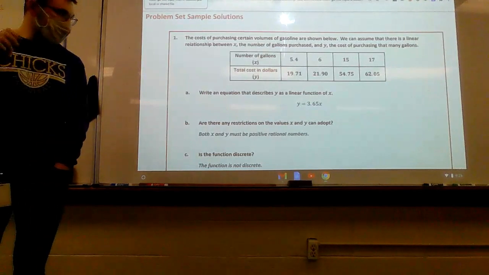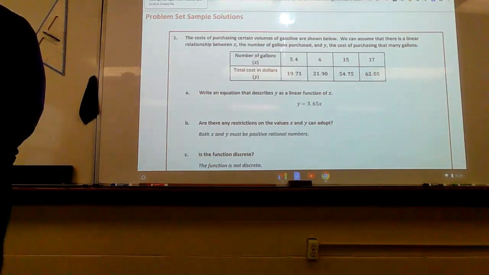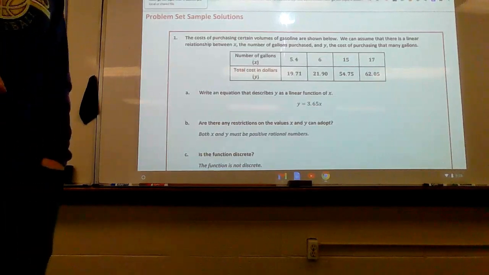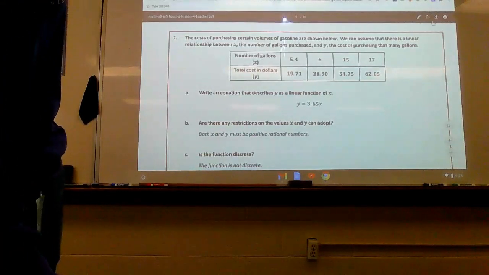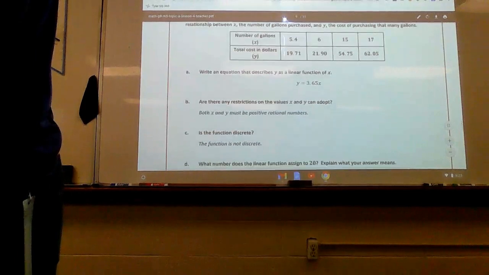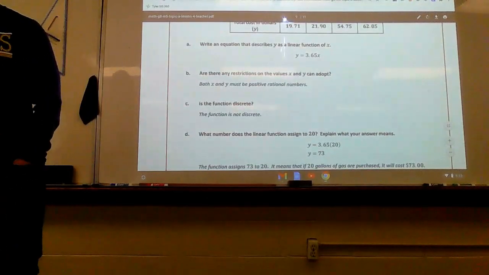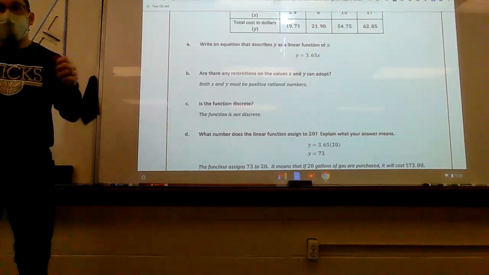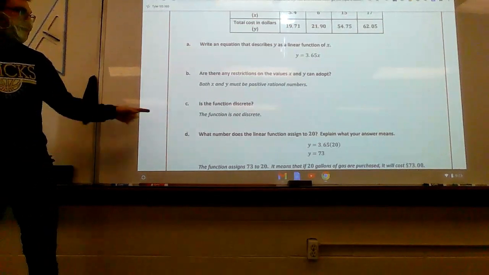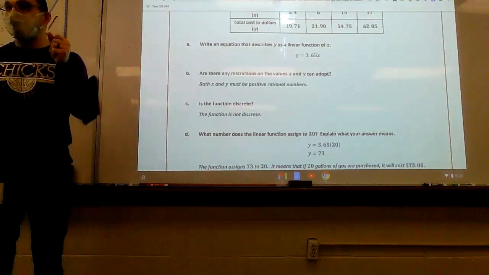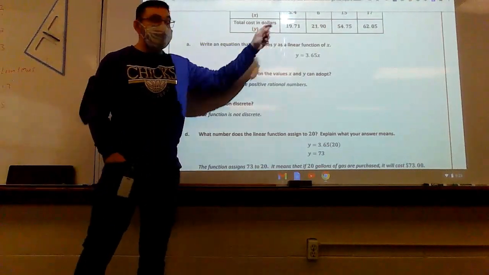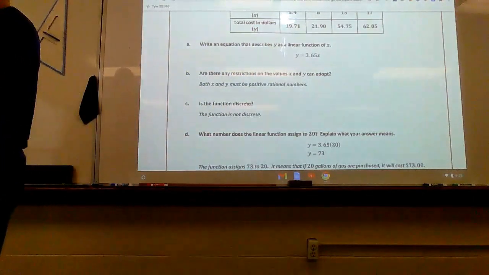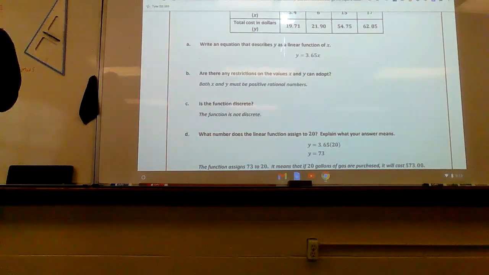You absolutely need to know how to write equations. 4, letter B. Yeah, the restrictions: you cannot have negative numbers of miles and you can't have negative dollars. So they can't be negative. Both x and y can't be negative. It's not discrete. Immediately you should know it's not discrete simply because there's decimals. As soon as there's decimals, it is not discrete. Discrete will always be whole numbers and can only be whole numbers.